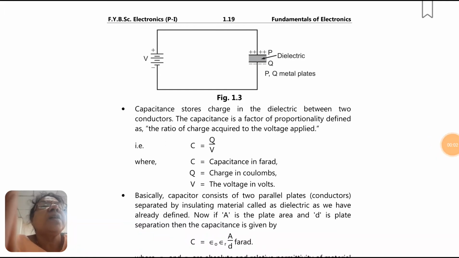Hello students. So today I am going to teach you about capacitors. Okay. In the first lecture on capacitors, we have seen that the unit is farad, and the different types of capacitors and their symbols. So today we are going to see about the working of the capacitor.